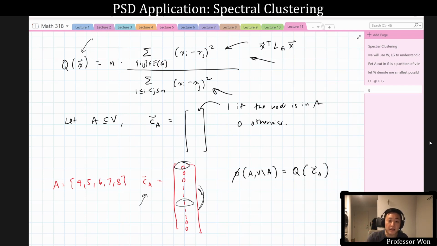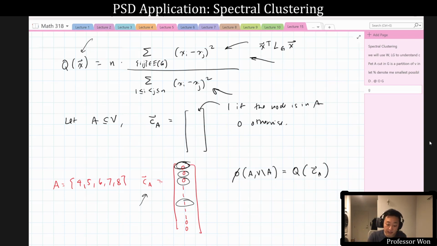Okay, in the denominator, it'll count up all possible edges. Because what you'll do is you'll add up all possible, like this entry minus this entry squared, and this entry minus this entry squared, etc. Well, if you add them all up, what are you going to get? You're going to get 1 every time you had a vertex that's not in A and a vertex that is in A. In other words, you're adding up all the possible edges from vertices in A to vertices not in A.